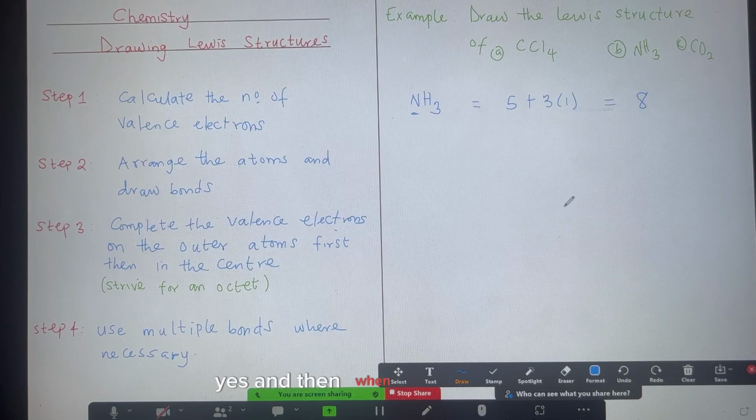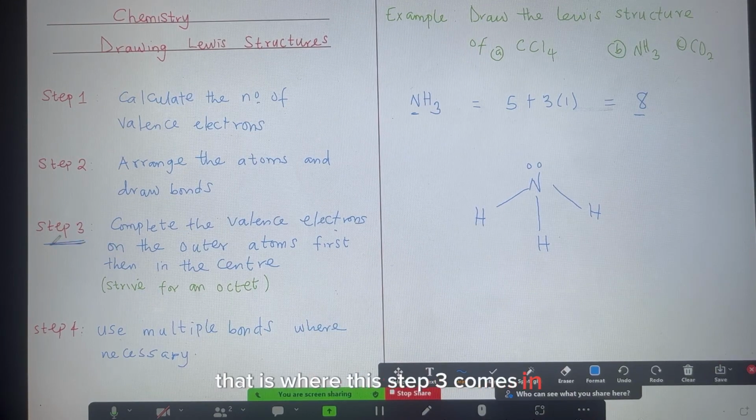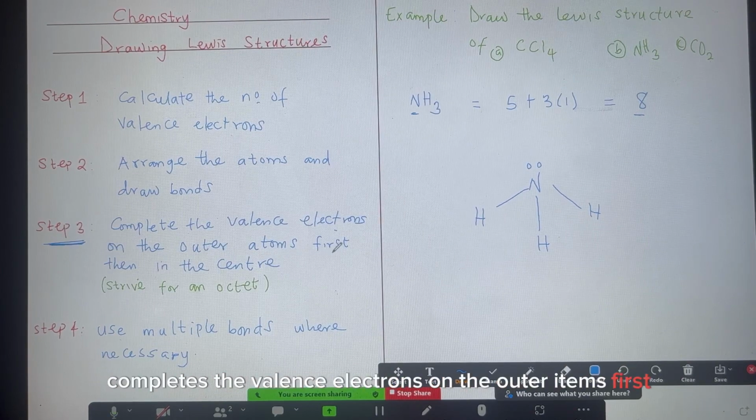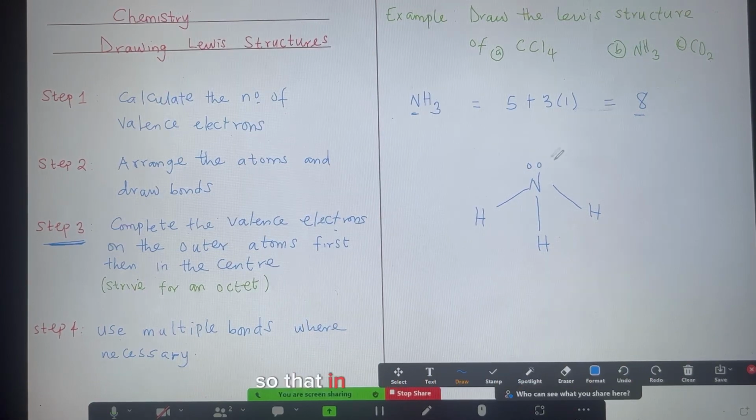And then when you arrange it, you have nitrogen here, hydrogen here, and you could just put the last one down here. So let's see, 2 electrons form a bond as we said earlier on. So this is already 2, 4, 6. And now I have to get to 8, so the remaining 2, I'll place here. That is where step 3 comes in. Complete the valence electrons on the outer atoms first, and then in the center. So that's in the center here.